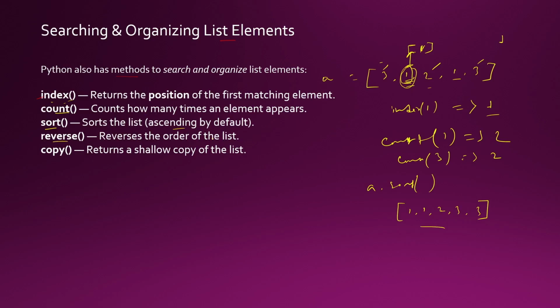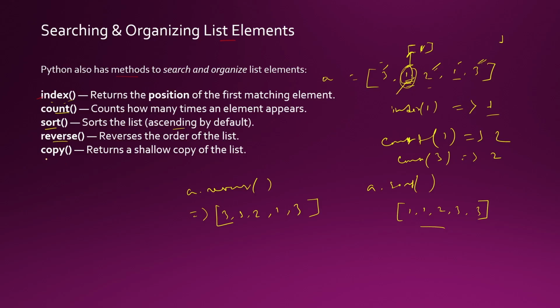Reverse the order of the elements of the list. If we write A.reverse(), then my output will be just reversed. It will reverse my list. So from the right, 3 will come, then 1, then 2, then 1 and 3. It just reverses the existing list.